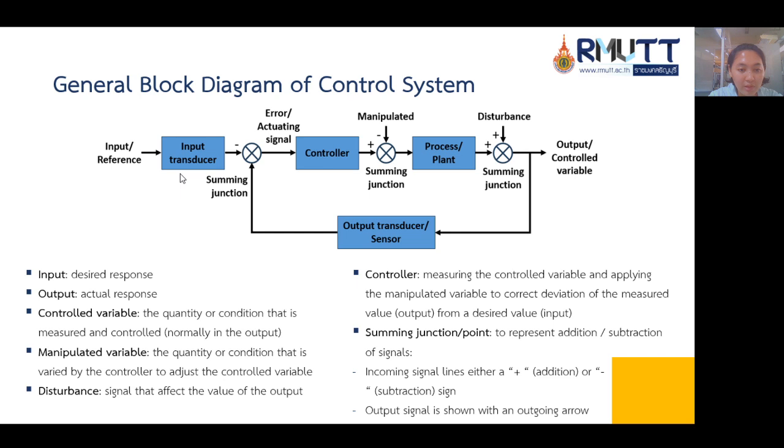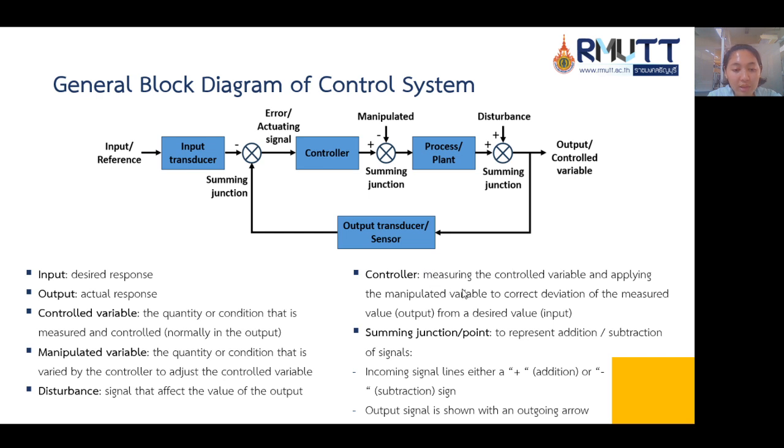Then the meaning of the parts in this block diagram. Input is a desired response. Output is the actual response. Control variable is the quantity or condition that is measured and controlled, normally the output. And manipulated variable is the quantity or condition that is varied by the controller to adjust the control variable. Disturbance is a signal that affects the value of the output.